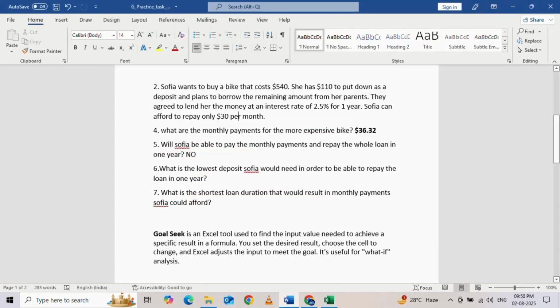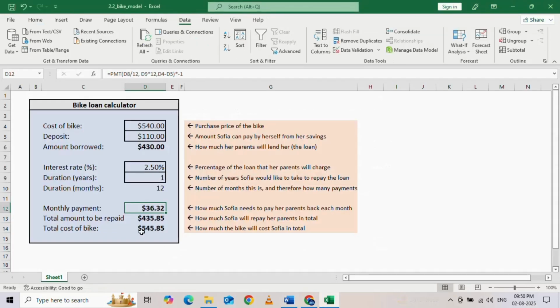Okay, the goal seek tool is an Excel tool used to find the input value needed to achieve a specific result in the formula. The same here, okay? To achieve this goal, what is the necessary change we could make to the input value? Goal seek will help you. How to use goal seek, we'll see now.